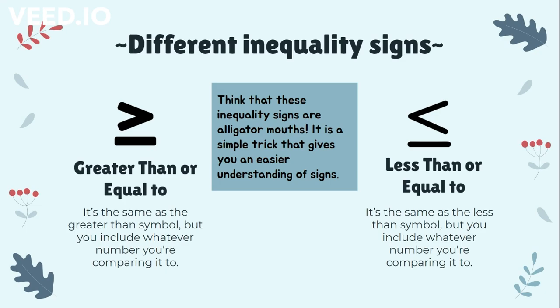Here are the other 2 sets of inequality signs, the greater than or equal to and the less than or equal to. It's the same thing, but just one thing is different about this than the other 2 signs. It's the same symbol, but you include whatever number you're comparing it to. For example, if x is greater than or equal to 1, then x can also be 1 and up.